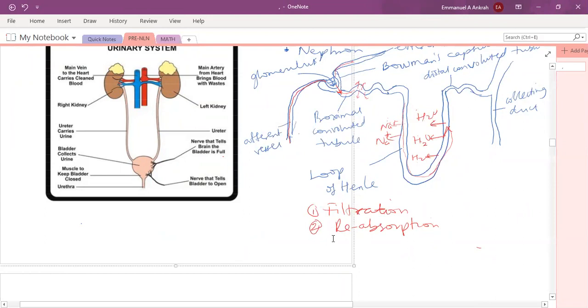Let's see. Sometimes the pen freezes when you're writing. Okay, it's back. So the third step is secretion.